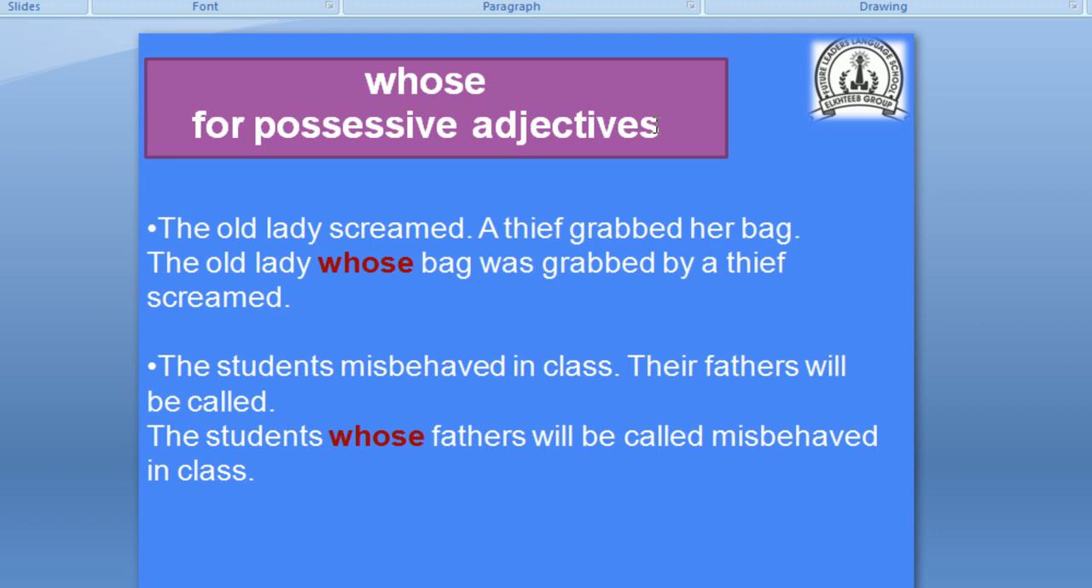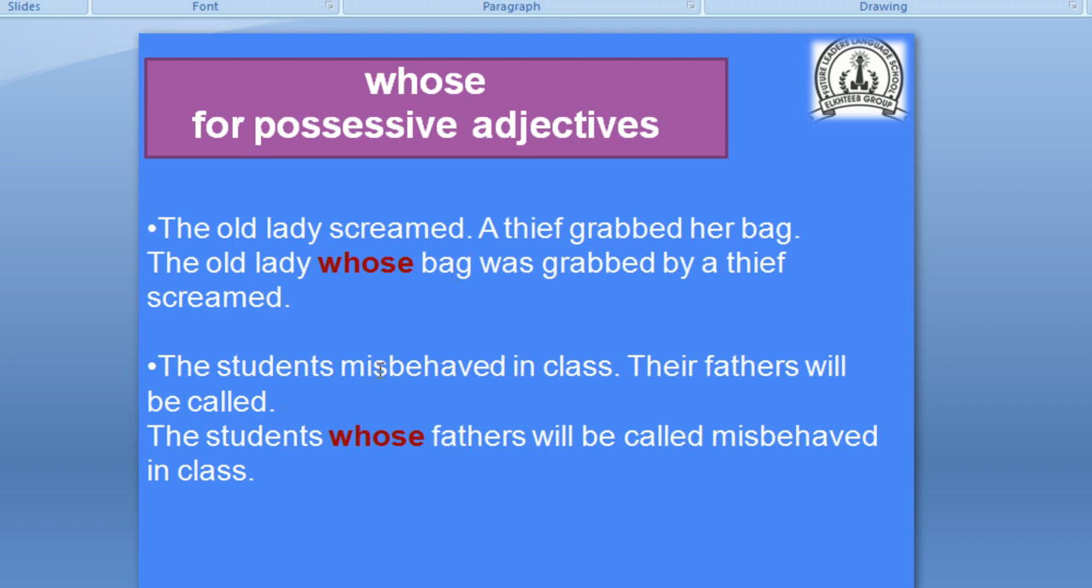Whose for possessive adjectives. The old lady screamed. A thief grabbed her bag. The old lady whose bag was grabbed by a thief screamed. Add or use whose between the owner and the thing which is owned. The owner and the thing which is owned.